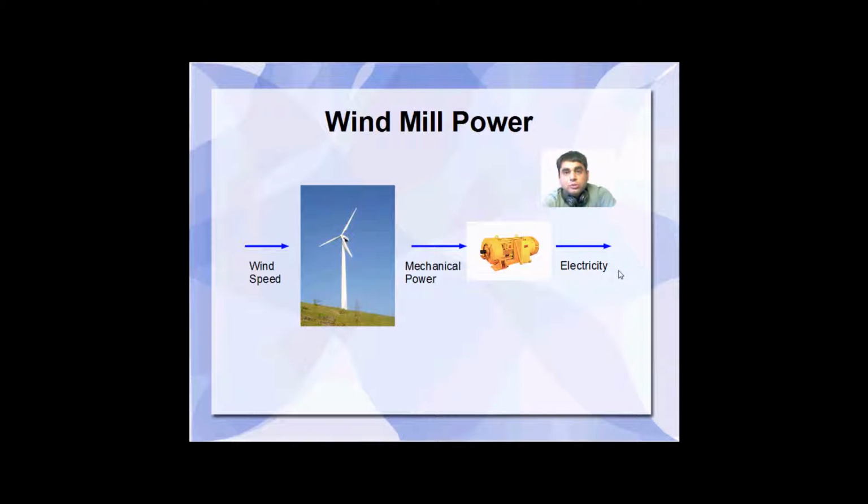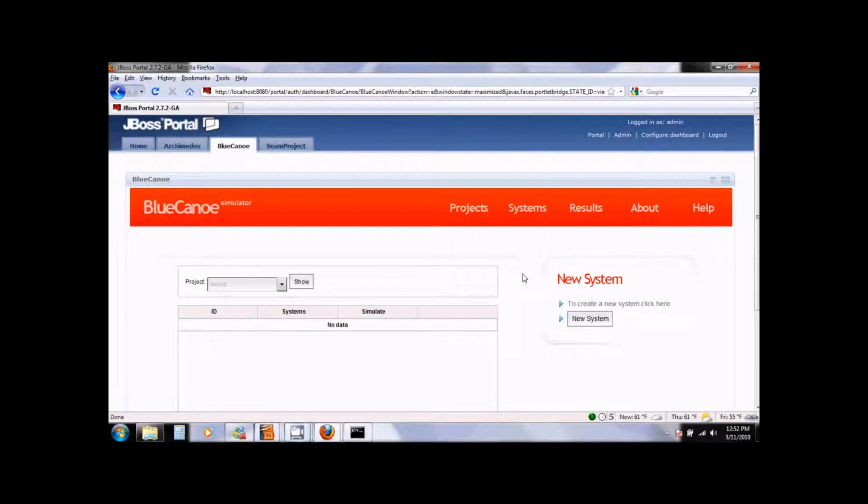Now let's go to Blue Canoe and see how to do this. This is what Blue Canoe looks like when you open it in your browser. You can see that it runs as a portlet inside the JBoss portal server. On the top you see the menu from which you can access your projects, your systems and your results.